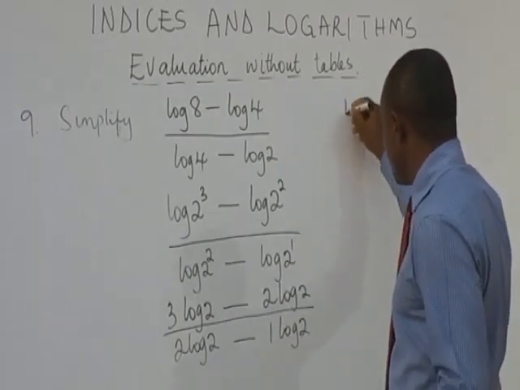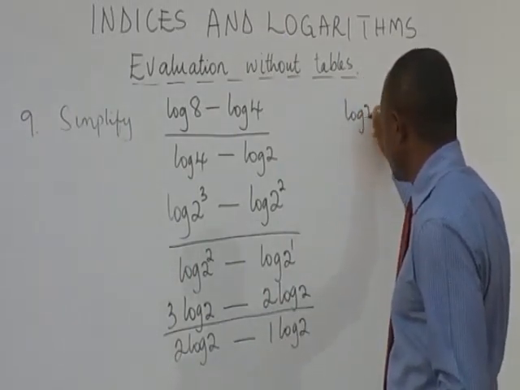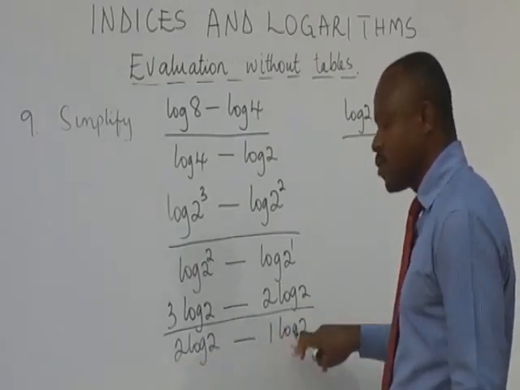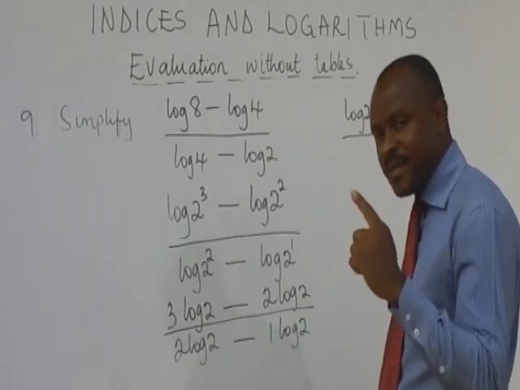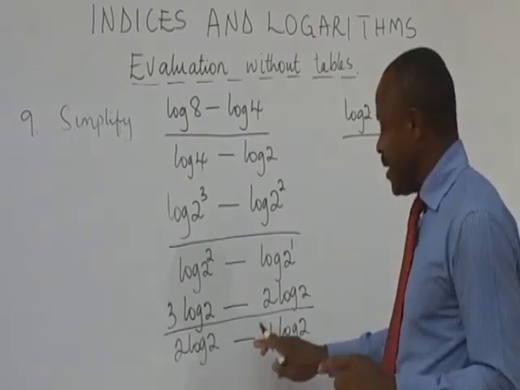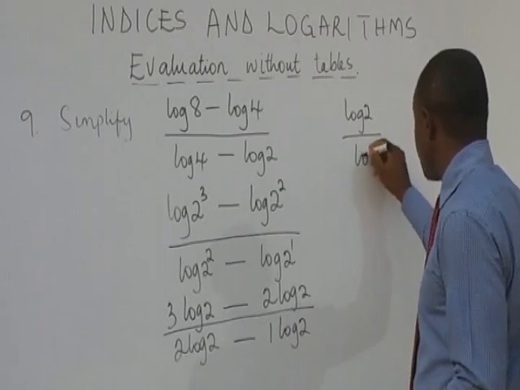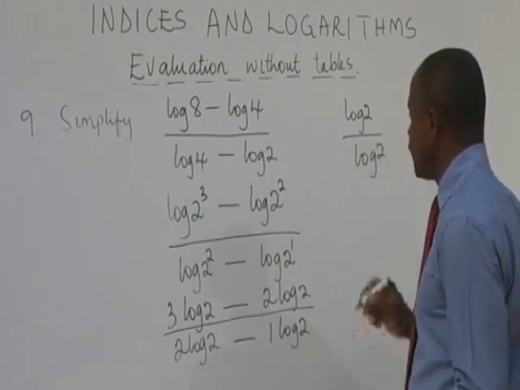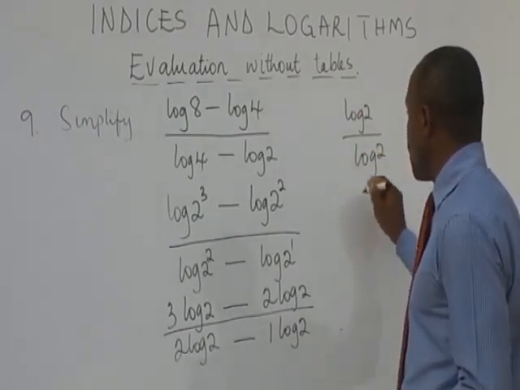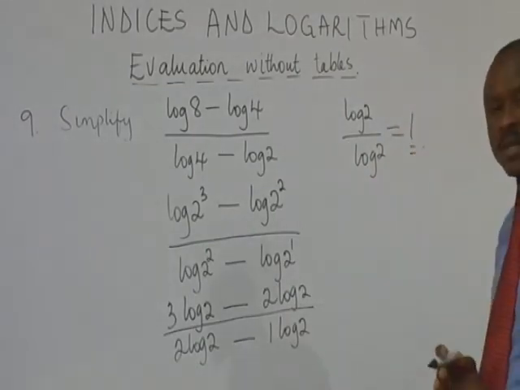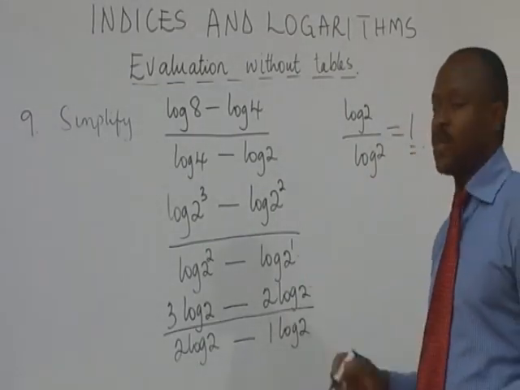So in the numerator you have log 2. Now divided by 2 log 2 minus 1 log 2. It's just like saying 2x minus x. Here you will also be left with log 2. So we have log 2 divided by log 2, which will give you 1. That means 1 becomes the answer to that question.